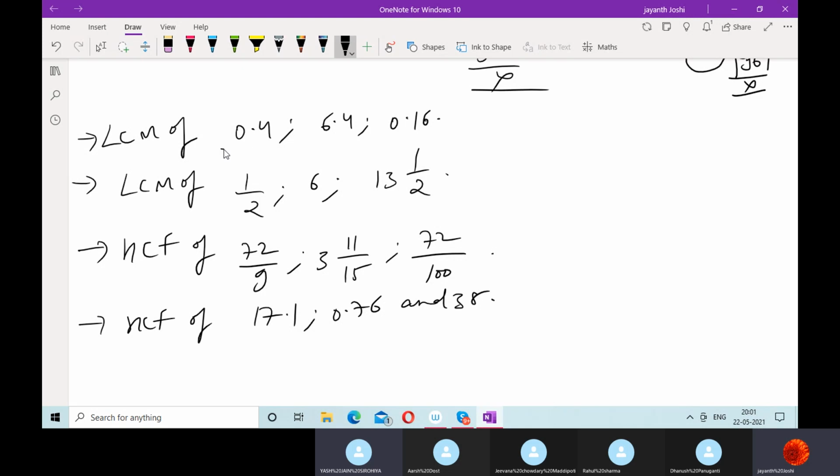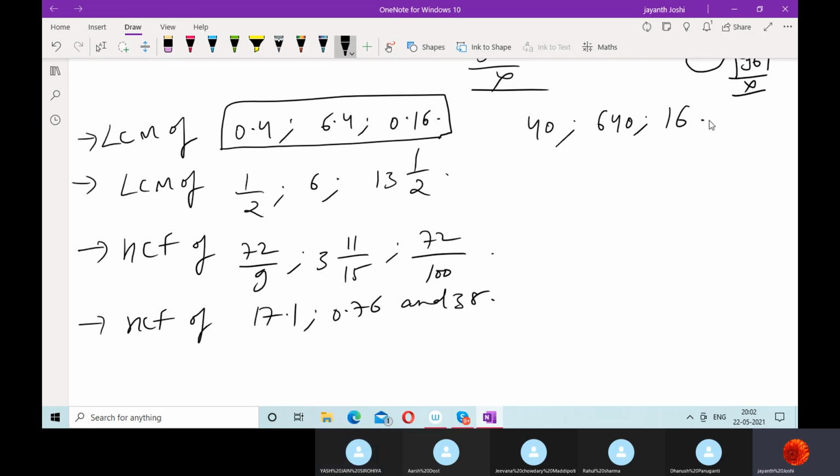See, let me do the first question for you. Please remember, first remove the decimals. If I remove the decimals, can I write this as 40? Can I write this as 64? No, see, after the decimal there is just one place. I am removing this and I am adding 0. I am taking 640 here and I am taking 16.